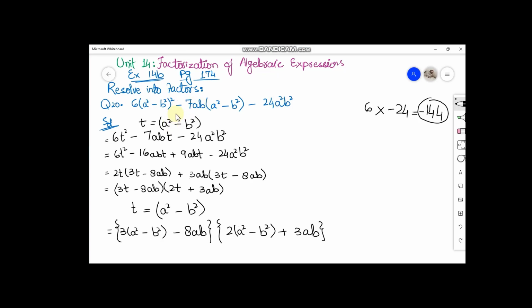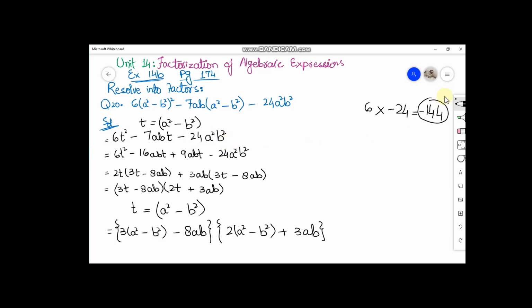And how you are going to simplify the question? You will consider another variable in place of this bracket, just to reduce the confusion. So I have taken t, so 6a square minus b square is basically replaced with t and the square will remain at its place, then minus 7ab. Again we have the same bracket, so I will write t in place of the bracket, so it will become minus 7abt. Now the last term is minus 27a square b square.